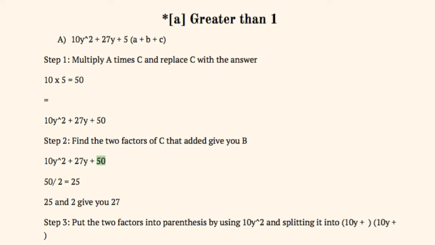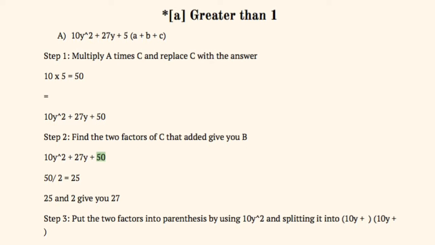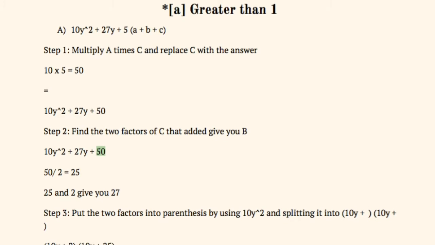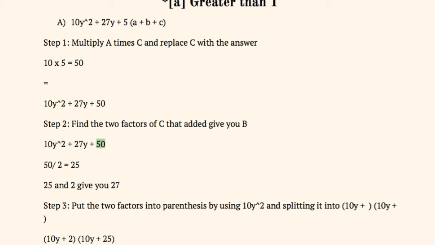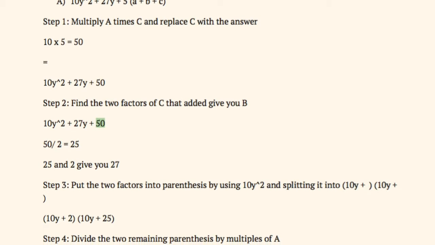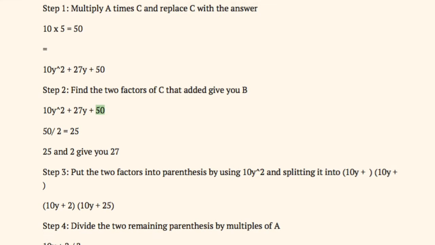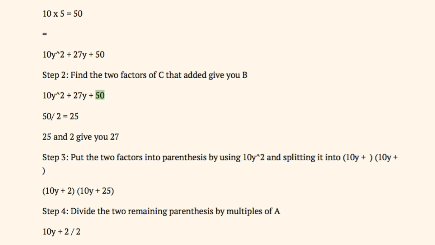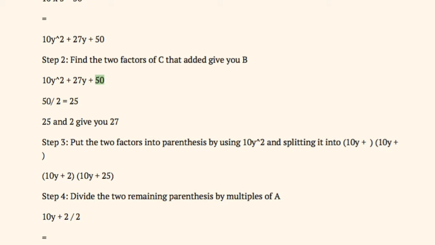Trinomials when a is greater than 1. Example A. 10y to the power of 2 plus 27y plus 5. Step 1. Multiply a times c and replace c with the answer. 10 times 5 equals 50. Now replace it into the answer, meaning 10y to the power of 2 plus 27y plus 50.